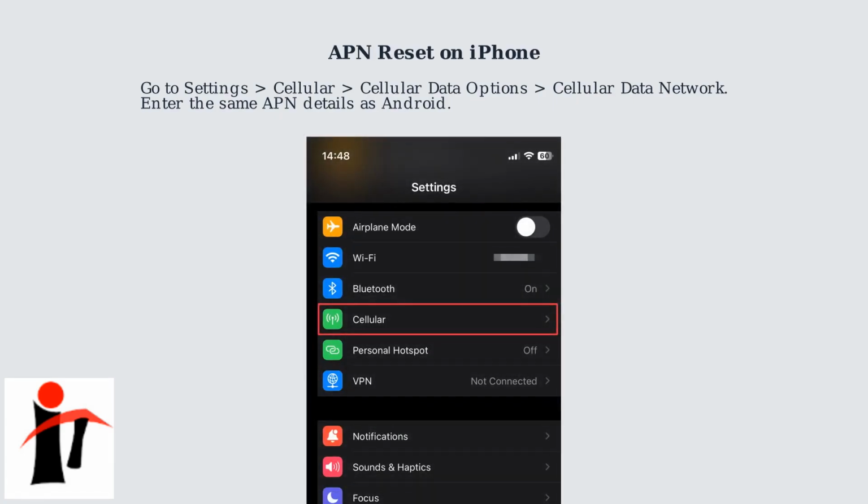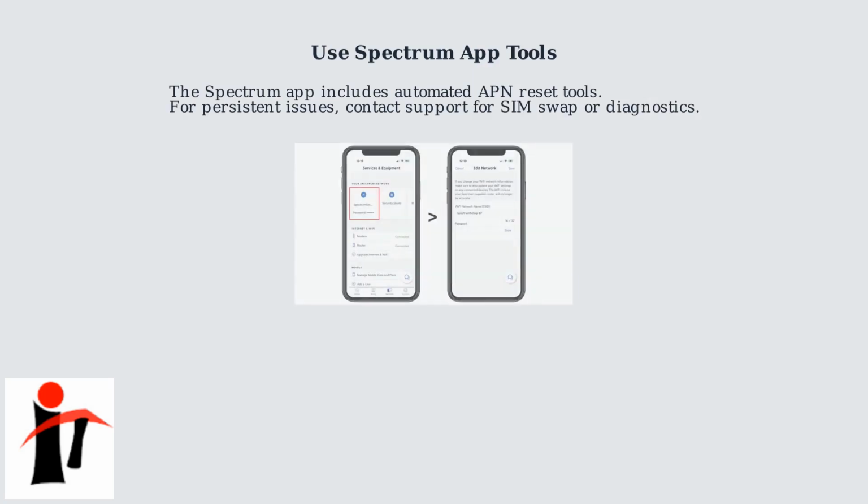For iPhone users, navigate to Settings, Cellular, Cellular Data Options, Cellular Data Network, and enter the same APN settings. Also, try basic troubleshooting steps like restarting your device, toggling airplane mode on and off, and ensuring your operating system is up to date. For persistent issues, contact Spectrum support for a SIM card swap or network diagnostics.